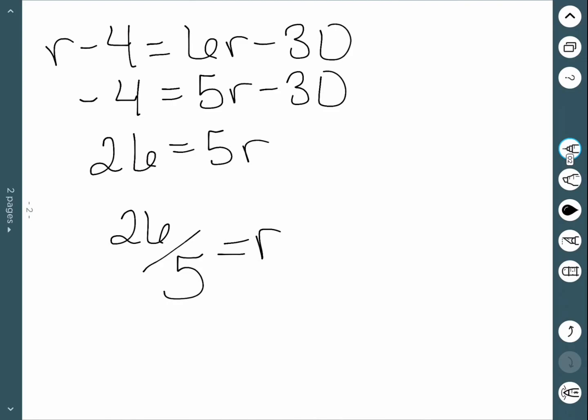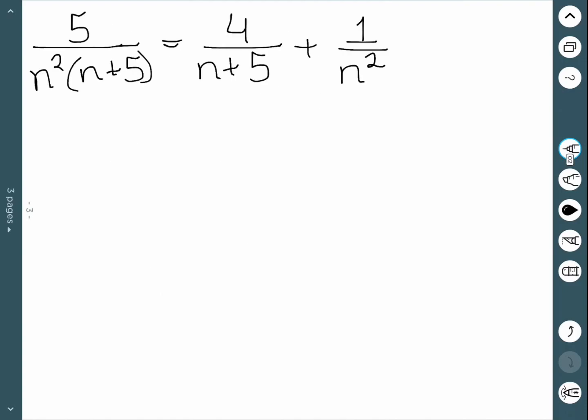Let's try one more of these more complicated ones. Here, the denominators are already factored for us, so that's nice. And so we're just going to start multiplying by things on the denominator. We can see the first fraction has an n squared and an n plus 5. The second fraction has n plus 5 on the denominator, but we've already written that down. And the third fraction has n squared, but we've already written that down, so we have everything.